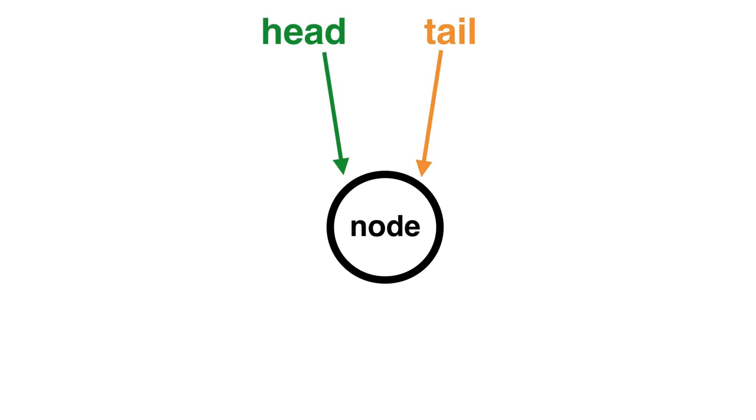So if the linked list is empty, then adding to the head of it is very simple. We just create a new node and point the linked list's head and tail pointers both at this new node, because since it is the only node in the list, it will be both the head and the tail node.